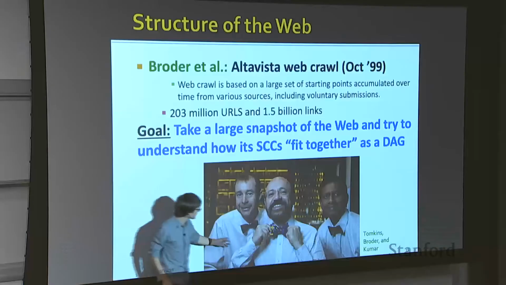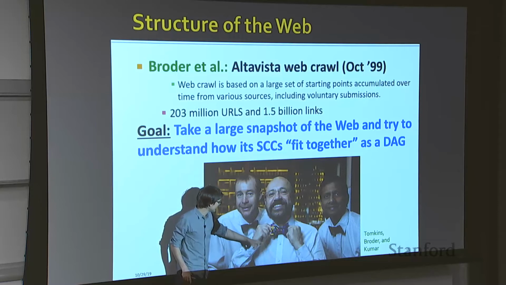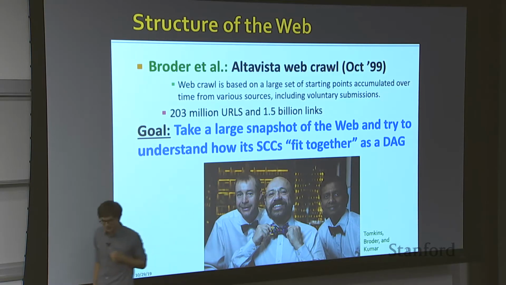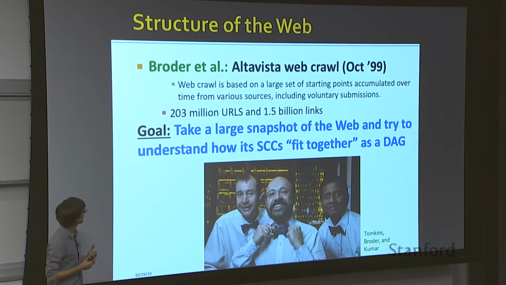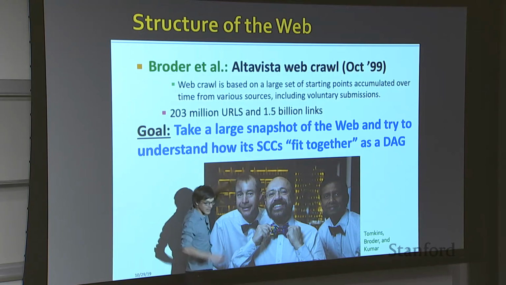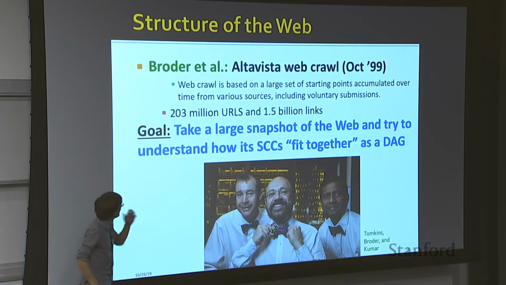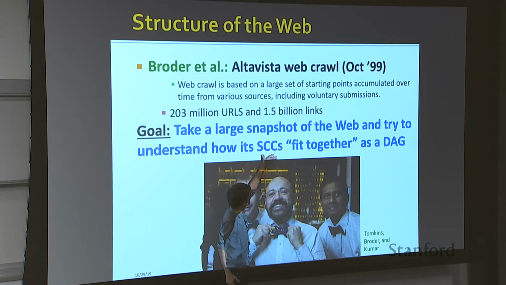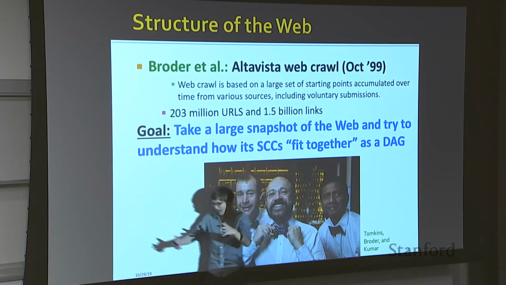These are the authors. They just won a big Test of Time award 2 years ago, and they have nice bow ties. But what they were doing was basically saying, let me take this huge graph, let's say that this is now the snapshot of the web, and let me try to understand its structure in terms of how these strongly connected components fit together into a directed acyclic graph.